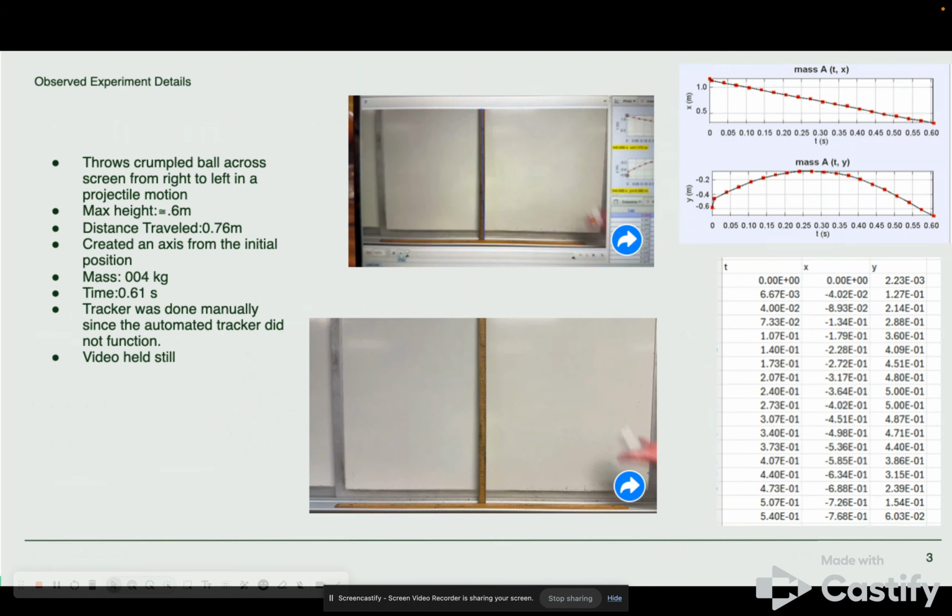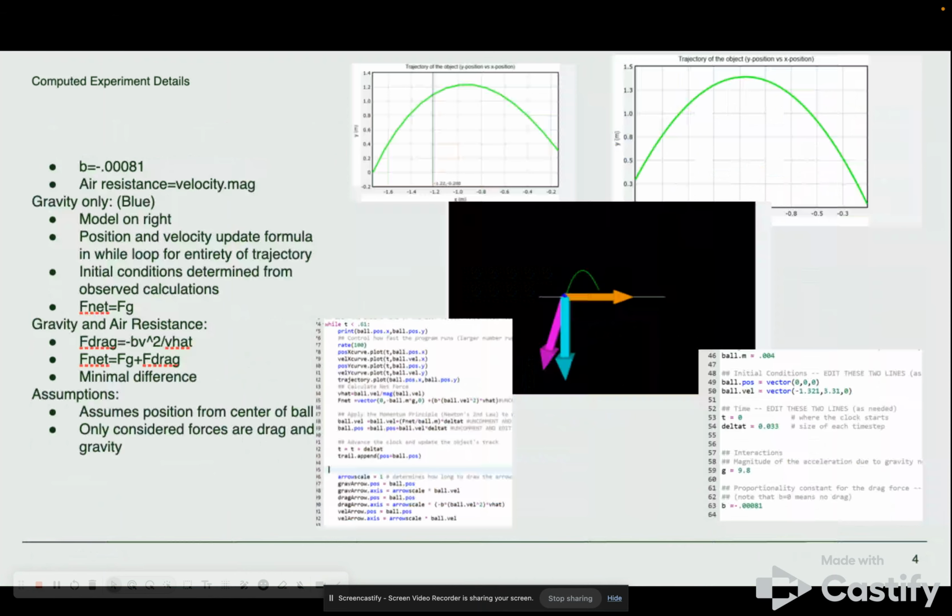The tracking was done manually since the automated tracker did not function, and the video was held still. As you can see, there is some data and pictures of the ball getting thrown across the screen. And this was the Tracker app at the top right, tracking the object's motion. In addition to this, the drag constant, like I said, was a negative 0.0081.